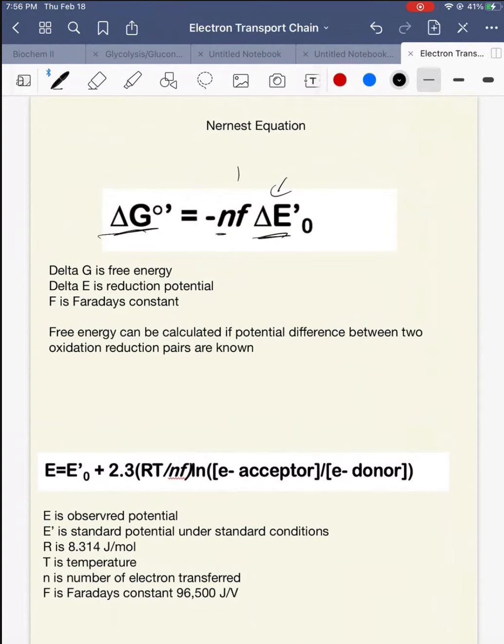I also added this here. This equation comes from the one that relates E with K, and it has a natural log in it. You get this 2.3 when you convert from log to natural log. Then we have RT and F, and the natural log of products over reactants. This can also allow us to calculate E from the equilibrium constant. I don't think you were expected to know this one, but I added it because you can also relate E with K.